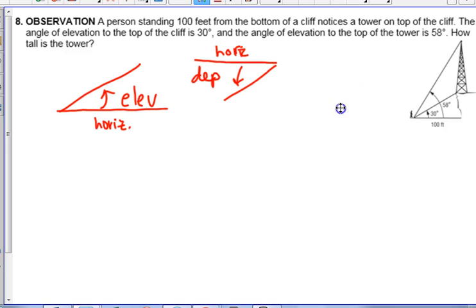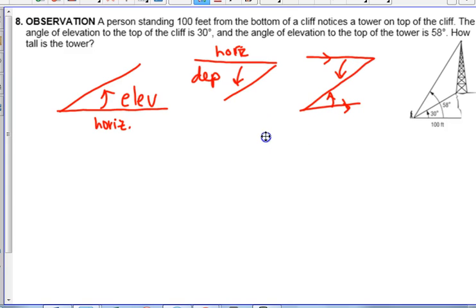What you will notice, if you were to draw them both on one picture, they are equal to each other because these are parallel, being horizontal lines, and these are called alternate interior angles, so they are equal to each other, okay?